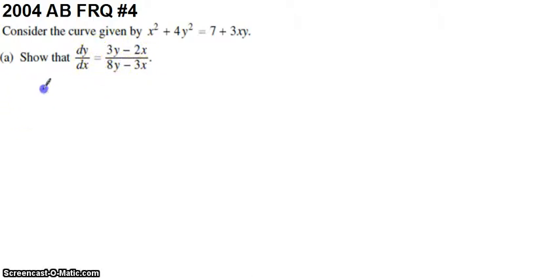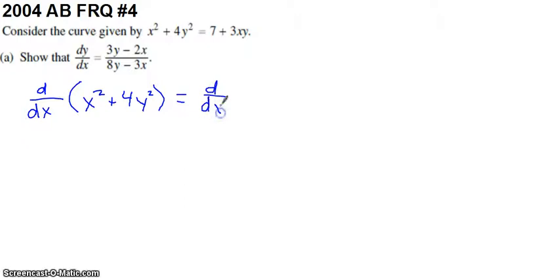So if we take the equation of the curve and we do the derivative of both sides with respect to x, so we're going to do the derivative of the left side of the equation with respect to x and also the derivative of the right side of the equation with respect to x. If all goes properly here, we should be able to show that our derivative is in fact equal to what they're claiming it to be equal to in the problem statement for part A here. So we're taking the derivative of both sides with respect to x.